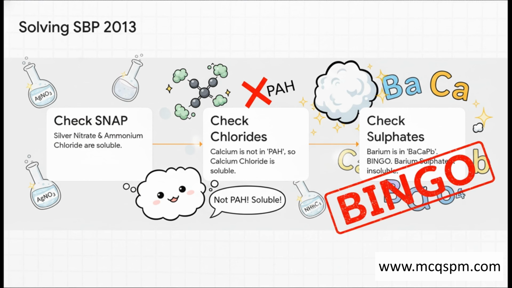Let's look at D. Calcium chloride. Is calcium on our PAHA list for insoluble chlorides? Nope. So calcium chloride is soluble. That leaves only one option. B. Barium sulphate. And sure enough, barium is on our BACHA PA list. Bingo! That's our insoluble salt.